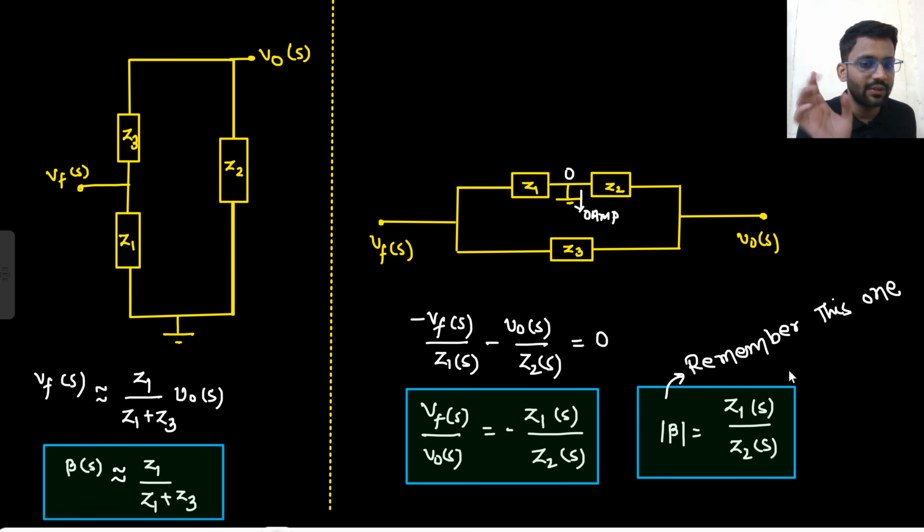That's it. So till now in this lecture, this is the important thing for you: how will you write the value of beta? 0 minus VFS divided by Z1S plus 0 minus V0S divided by Z2S is equal to 0. That's it. VF by V0 you need to calculate, and you will get the beta value. Nothing else. So this is the way. I am not telling you to mug it up. I am telling you the way. We will solve the question, and it will be more clear to you.